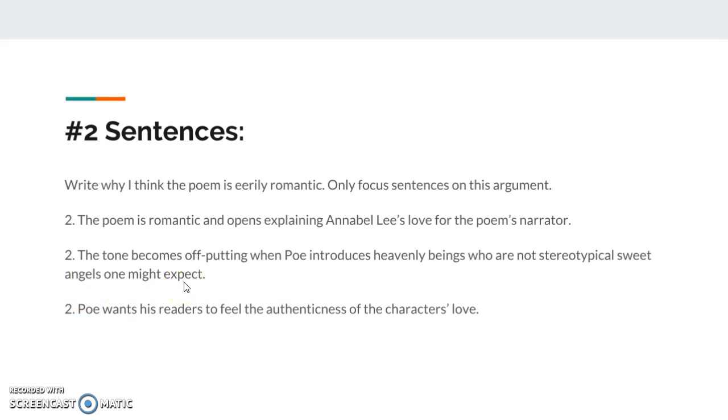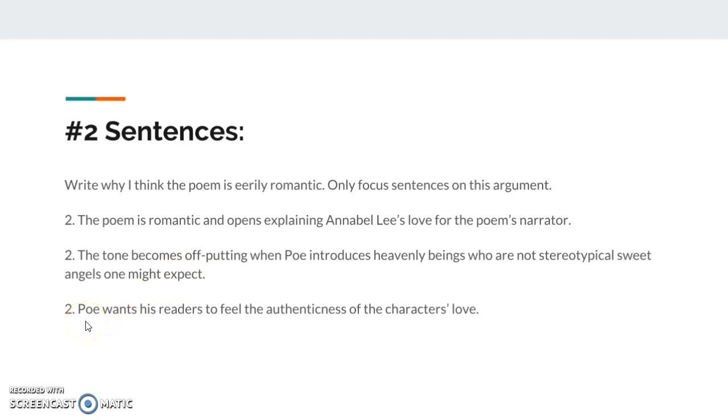I don't know if off-putting is the word that I'm ultimately going to use, but I was reading it, and then when I got to the part about the heavenly beings, it really threw me off a bit. It was off-putting, because you don't expect angels in literature to be something that isn't stereotypical, sweet, loving, protective, all those things. So it was off-putting for me.